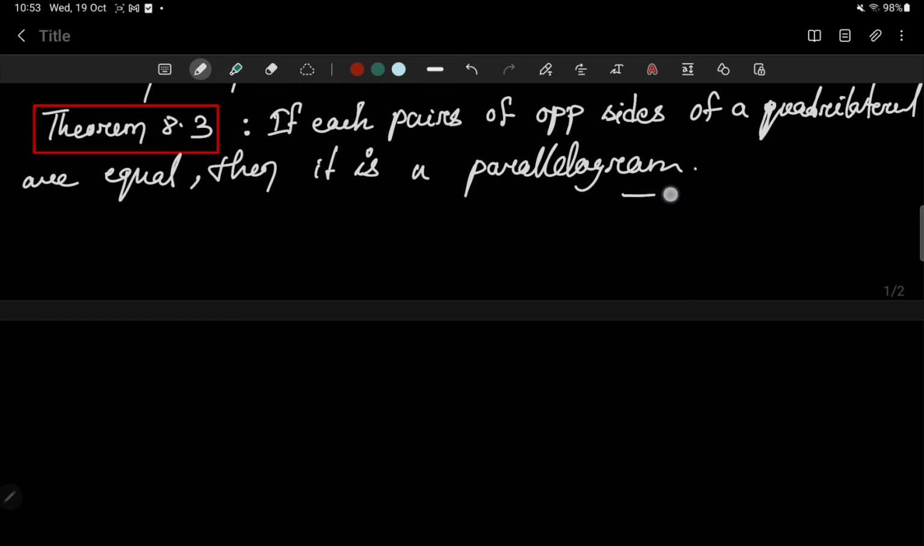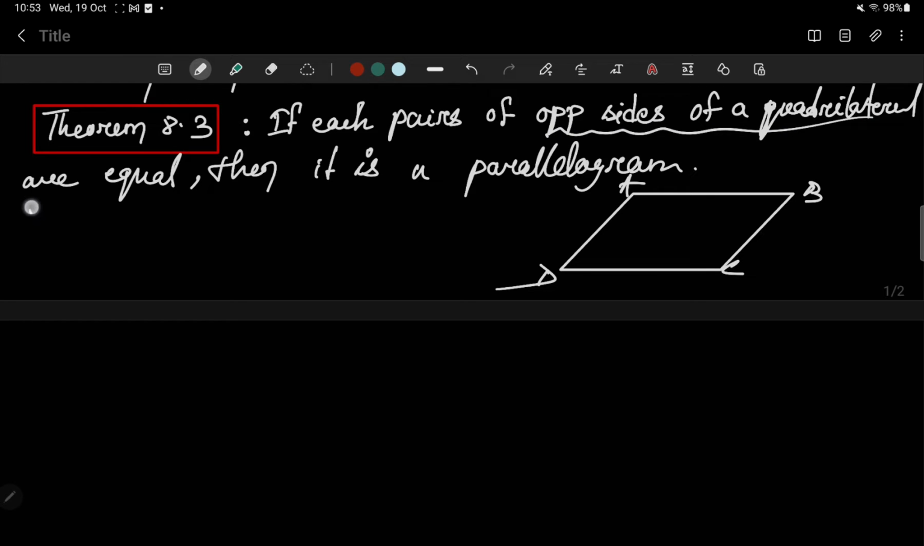So let's make a parallelogram ABCD. What is given here? Given is that opposite sides of the quadrilateral are equal, meaning this equals this and this equals this. You have to prove that this is a parallelogram.